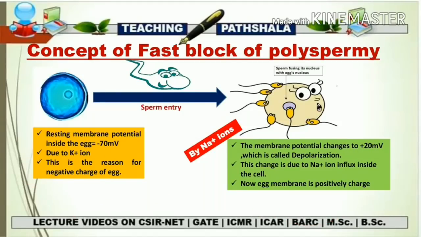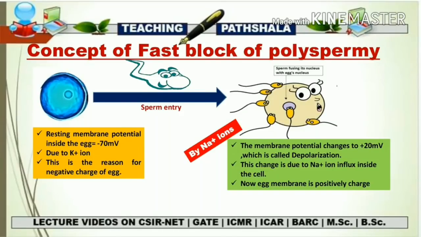Now let's see the concept behind the fast block of polyspermy before moving to the steps that are there in the fast block of polyspermy. So the concept is that initially the egg is in a resting membrane potential. That means inside an egg the membrane potential value is minus 70 millivolt. And for the students who don't know the meaning of potential, it is the energy which is required to separate two charges.